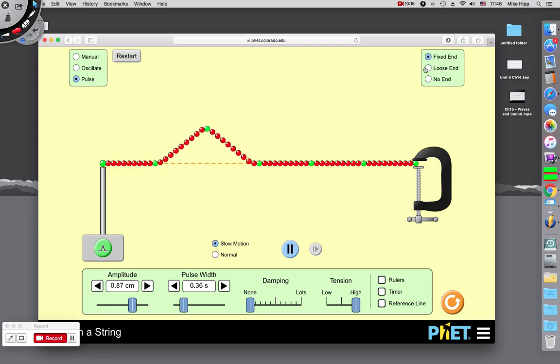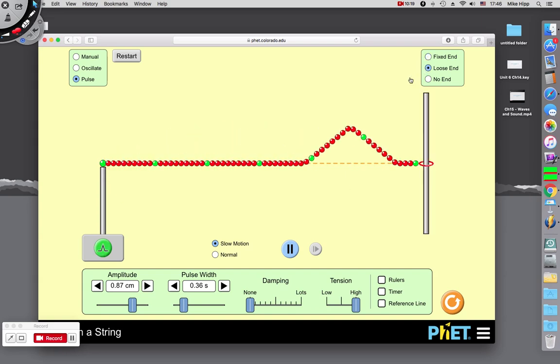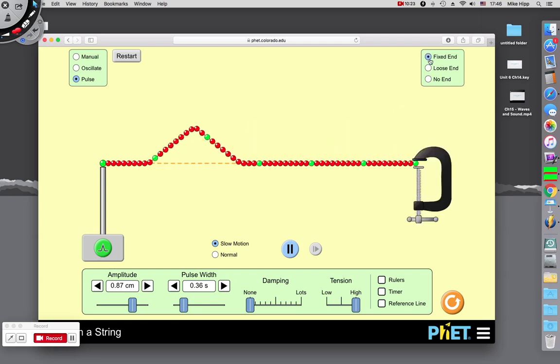That's pretty neat. If I actually switch this to a loose end, you'd notice that it comes back the same way. Okay, so let's play with this. This is going to bounce and it's going to come back backward, right side up. But as soon as this guy leaves, I'm going to go play with this and send a wave that is right side up. They're both right side up.